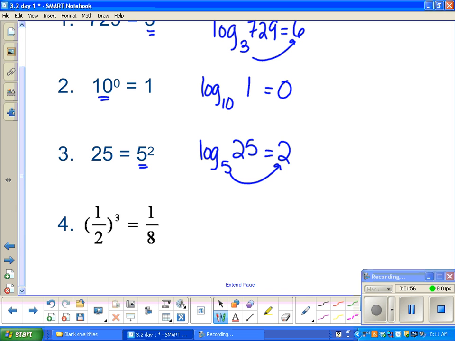And then last but not least, my base, you can have fractional bases, you just cannot have negative bases. Log base 1/2 of 1/8 is equal to 3.